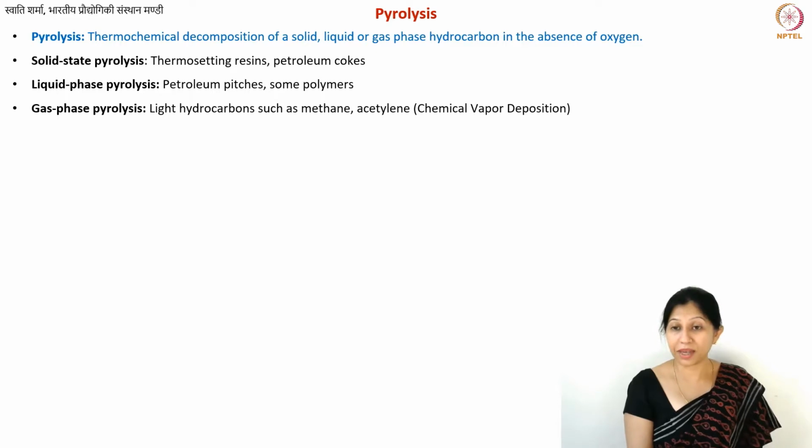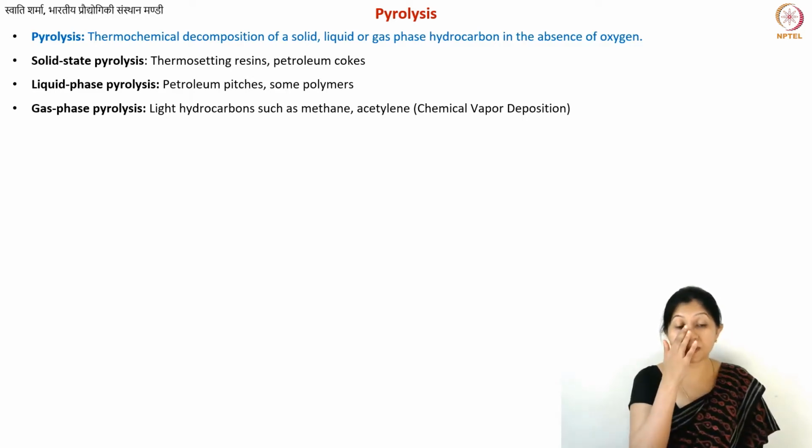We can use methane, we can use acetylene, we can use benzene, we can even use vapors of certain light alcohols, for example, and then, at higher temperatures, we can crack these hydrocarbon gases and get carbon out of it. This process is also known as chemical vapor deposition.